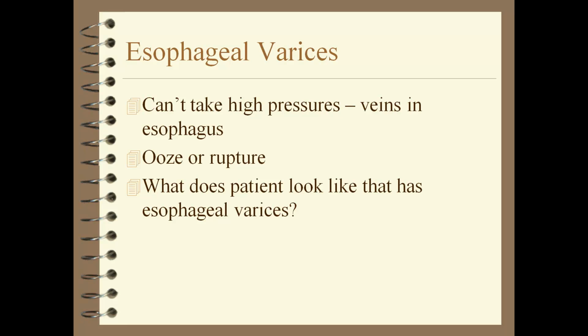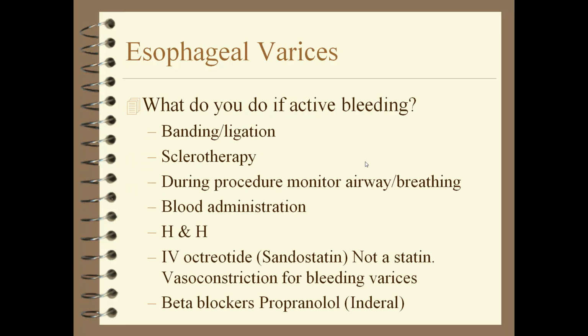So what kind of patients, what does a patient look like that has esophageal varices? So what do we do if you have active bleeding? Well, we hopefully can get them to the emergency room and get them to GI procedure and do a banding ligation, sclerotherapy, which we talked about. During this procedure, you want to monitor your airway, breathing. If they're bleeding, what's their H&H? Do they need blood?